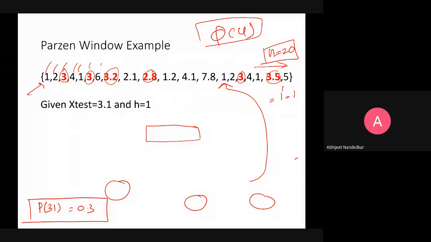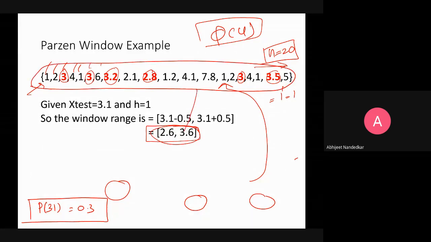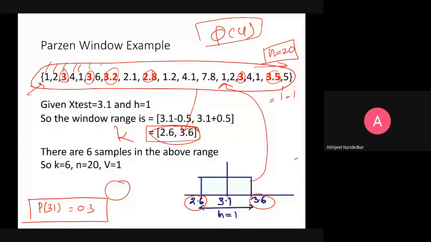So what I am doing here is checking how many samples from this list are falling in this zone, 2.6 to 3.6. So that will be my value k. Here it is 6.